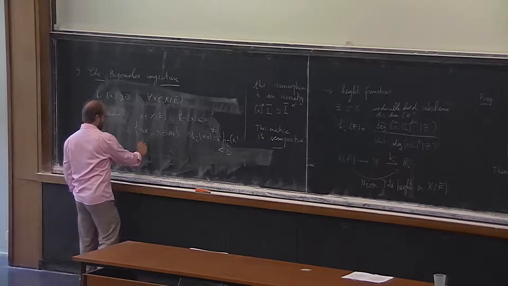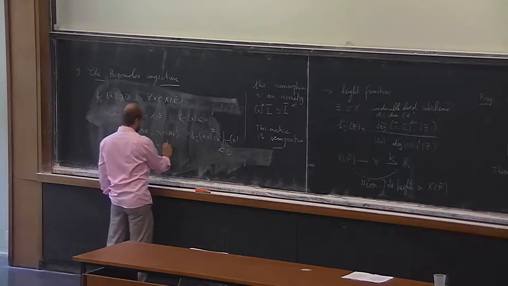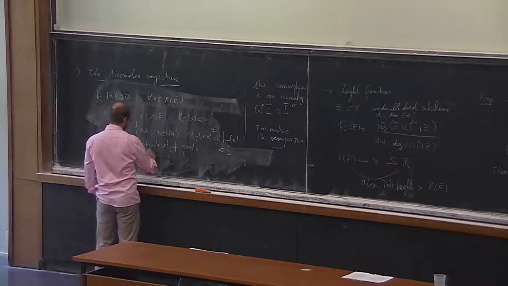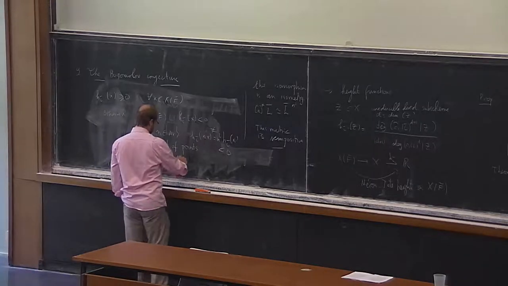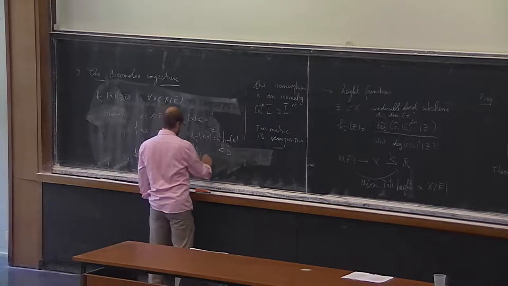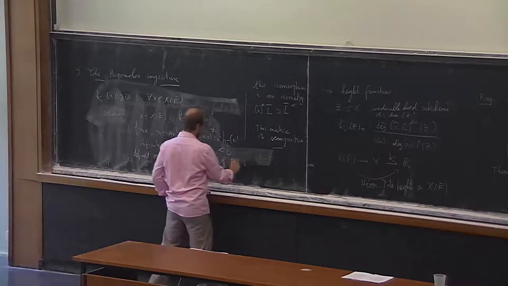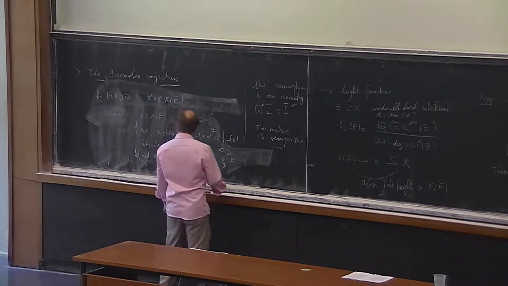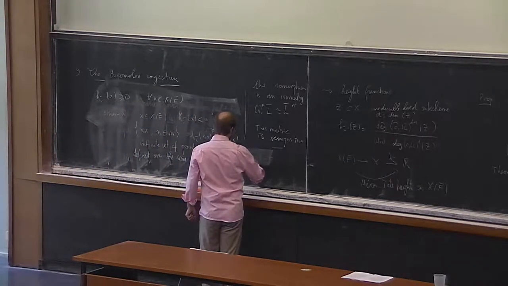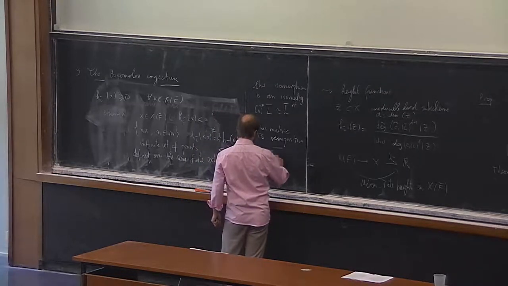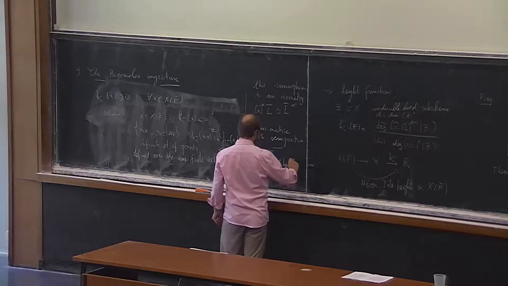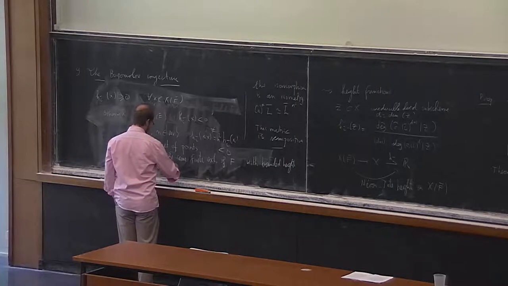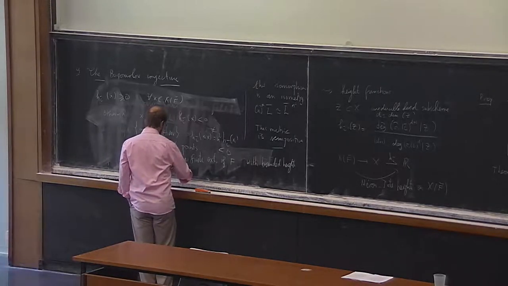So I get an infinite set of points defined over the same finite extension of F. They are all defined over the residue field of small x and with bounded height. And this contradicts the theorem of Northcott.